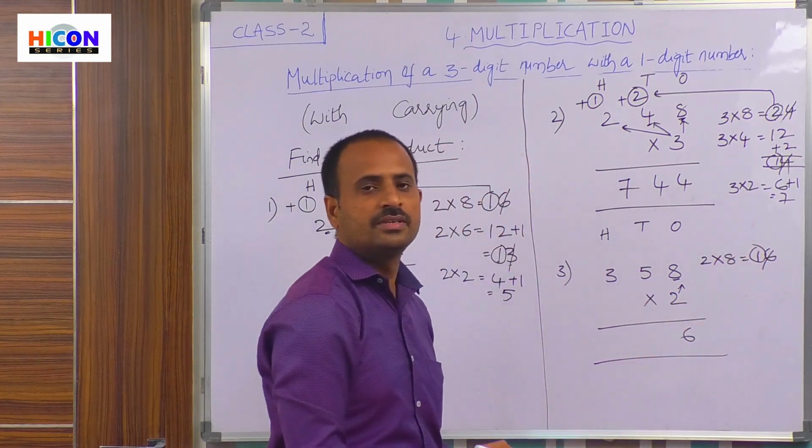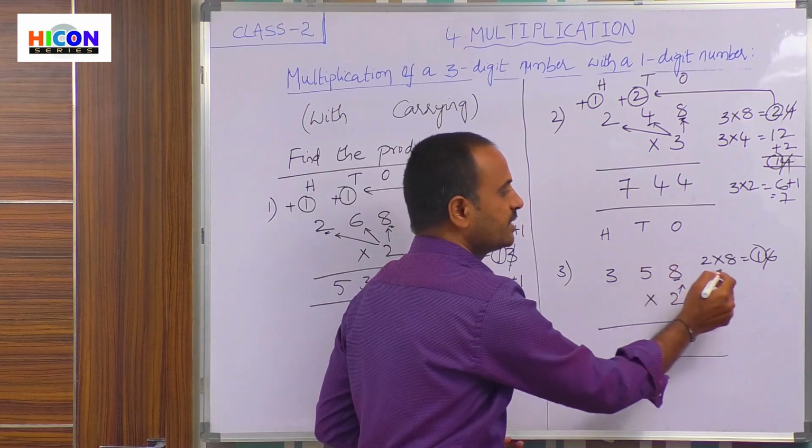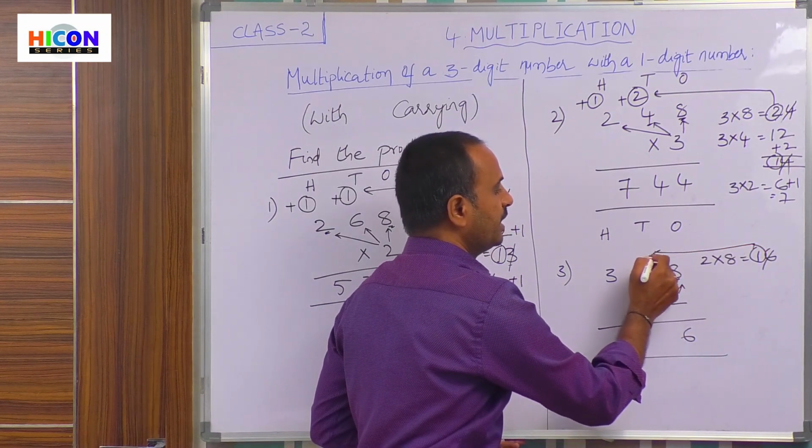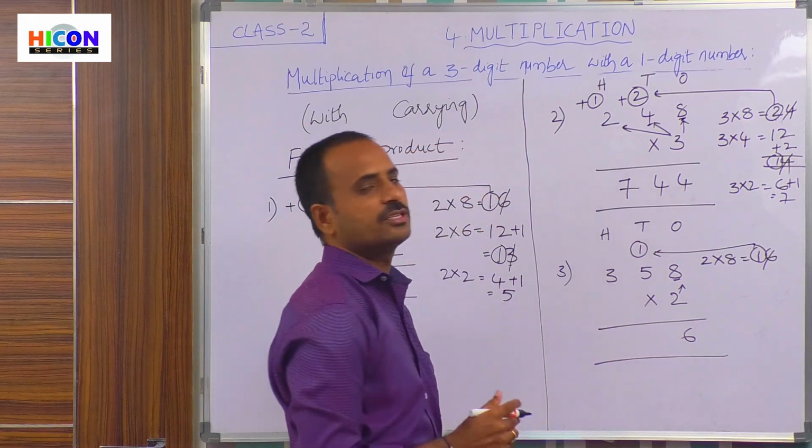1 is the first digit. And carry the 1 to the next place. What is the next place? Tens place. So write 1 under tens place.